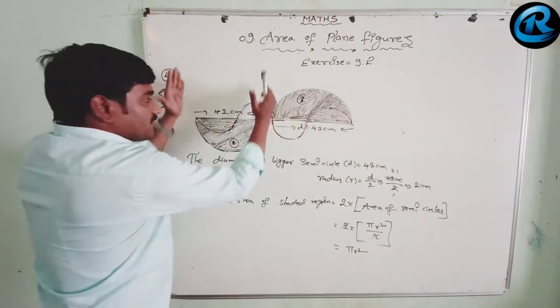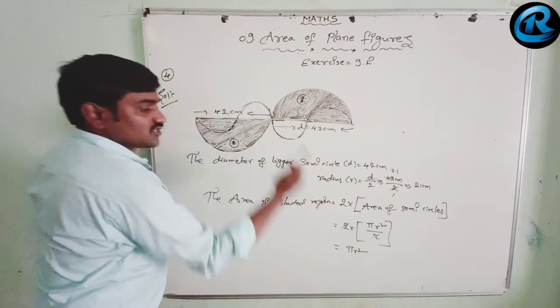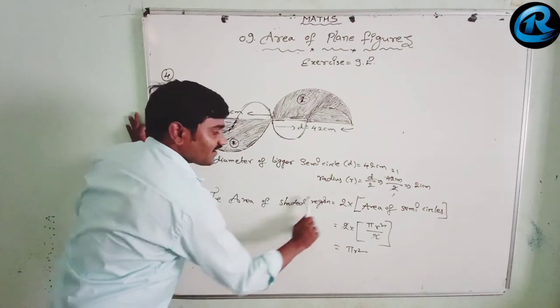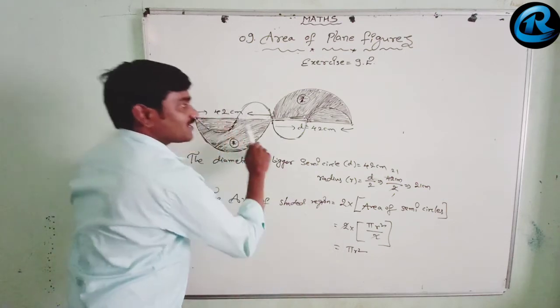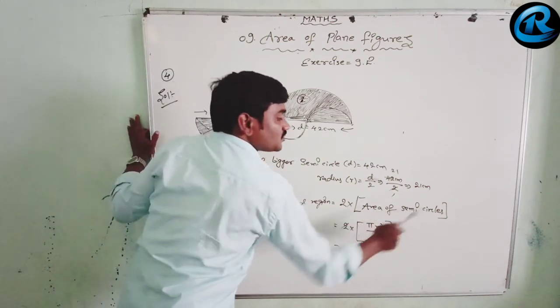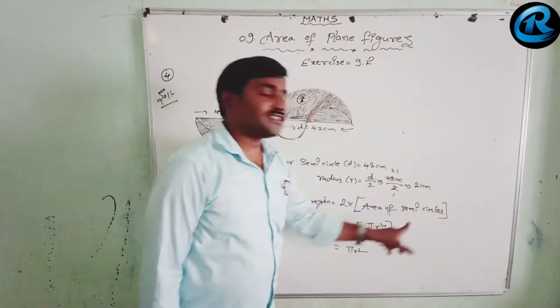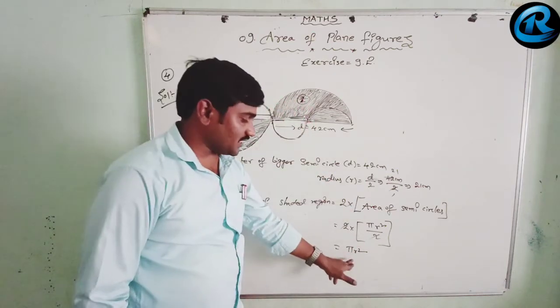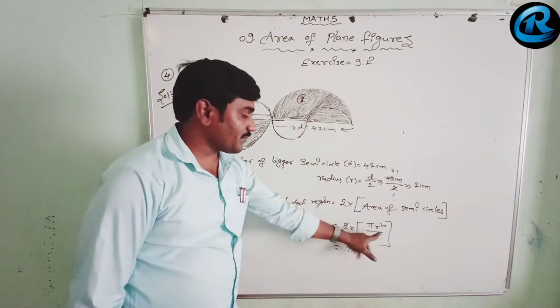Take this semicircle and replace it here, and it becomes a complete circle. So now the area of the shaded region becomes pi r square, nothing but a complete circle. Two semicircles together make one complete circle. That's why 2 and 2 get cancelled, pi r square.